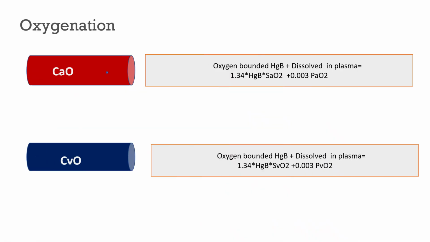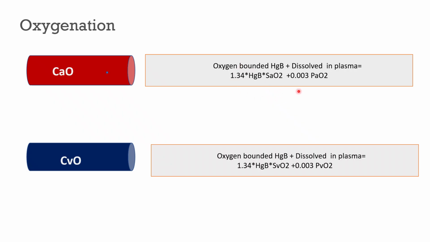The most important part for oxygenation is to maintain aerobic metabolism. Oxygen content refers to the amount of oxygen in the blood. Arterial oxygen content is equal to the amount of oxygen bound to hemoglobin plus the oxygen dissolved in the plasma. For oxygen bound to hemoglobin, oxygen content can be increased by increasing hemoglobin concentration.